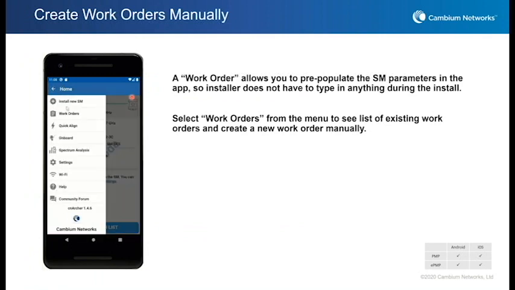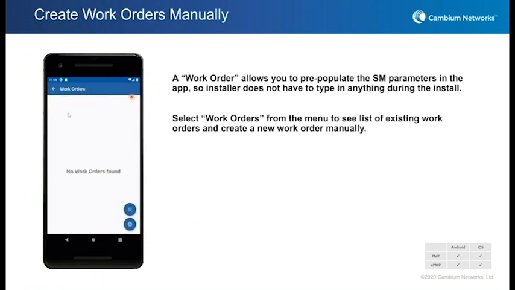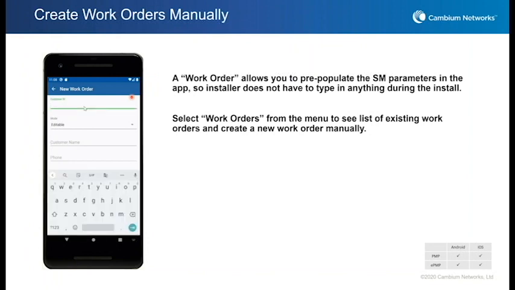So here you will see a work order being created. If you can just go to the work order screen from the menu and click on the add work order button, you can start typing in the various options for the work order. And at the end, what will happen is, you're configuring a subscriber name, address, phone number, etc.